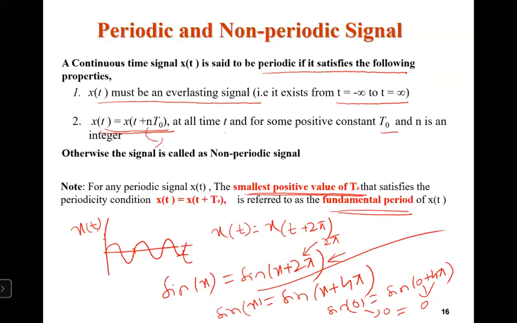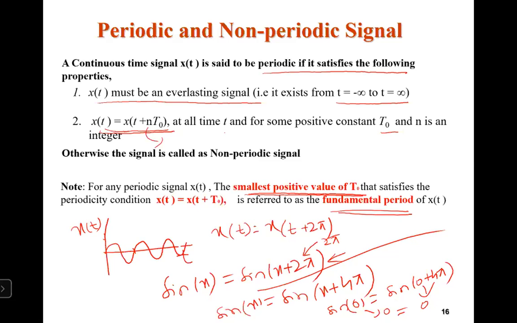I can also say that 4 pi is satisfying because sin x equals sin of x plus 4 pi. So that means 4 pi can be termed as a period of a sine wave, but the fundamental period is 2 pi. So any integral multiple of the fundamental period is a period of the signal. These two things are just represented in this slide.